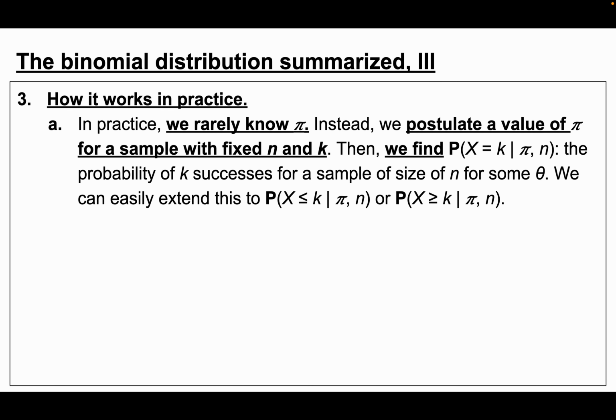So how does it work in practice? Well, recall that we actually rarely know pi, and that's usually something that we actually want to know about. So instead what we do is we postulate a value of pi for a sample with fixed n and k. And the reason we do that is that what we probably do have information on is a sample with fixed n and k. We observe the sample, and we just immediately can see what n and k were.